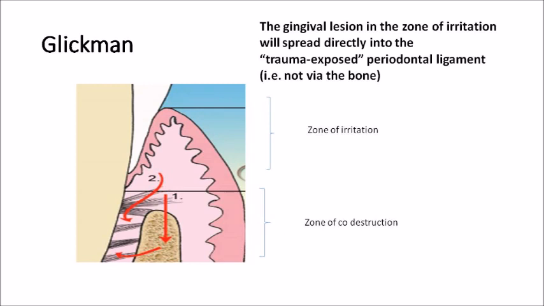So he says the gingival lesion in the zone of irritation will spread directly into the periodontal ligament in case of trauma from occlusion, and then it spreads to the bone, and this causes alveolar bone loss. This was the line of thought of Glickman to support trauma from occlusion.